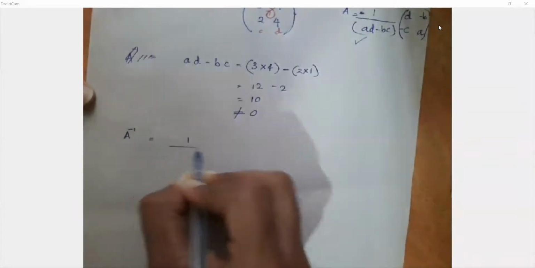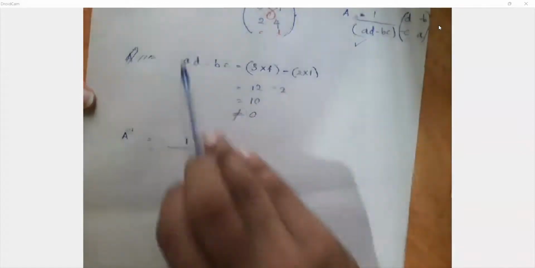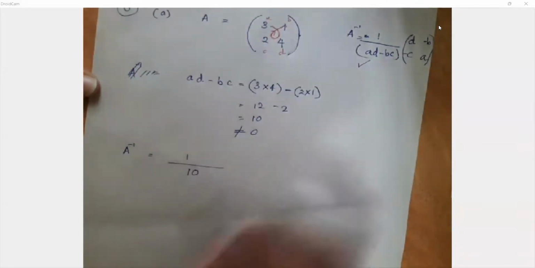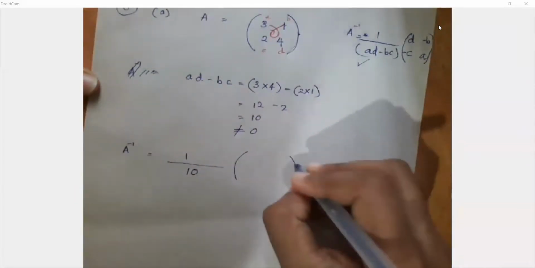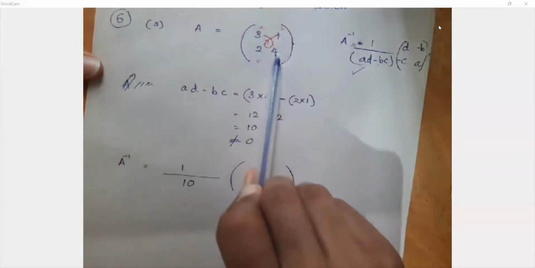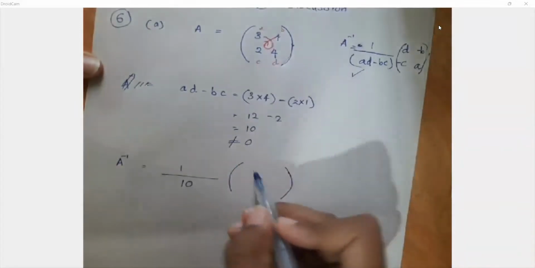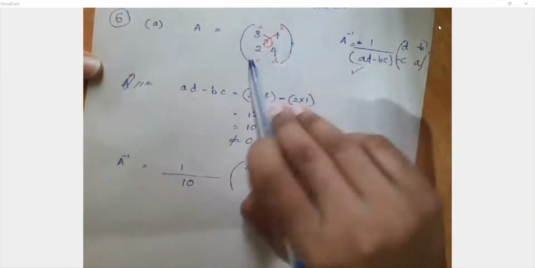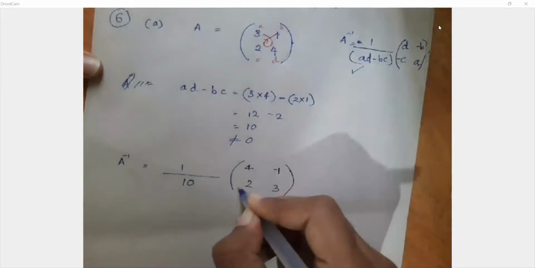Our A inverse is 1 over AD minus BC. Now what is our AD minus BC? We found that, here it is 10. We write 10 here, and open now the 2 by 2 matrix. Now see, first we have to consider the diagonal elements and interchange those elements. Here 3 and 4, I will write 4 and 3. Next, write these elements 2 and 1 and put a minus sign in front.